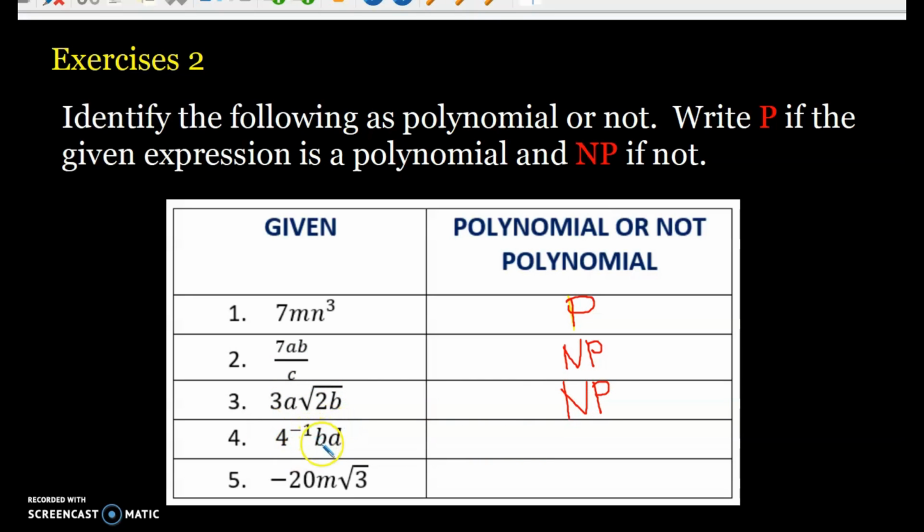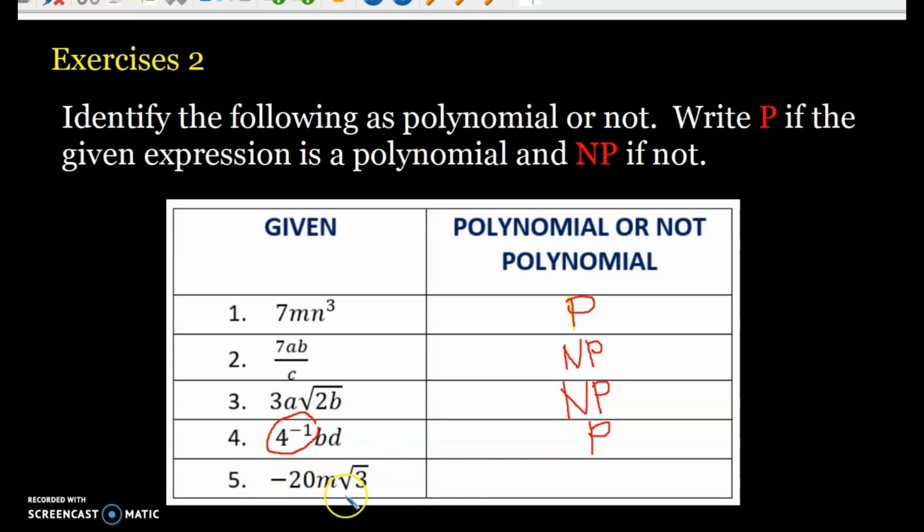Okay? Number 4. The fourth given is 4 to the negative 1 bd. So there appears a negative exponent, but we have to identify if the negative exponent is for the variable. Because if that's the case, it's not a polynomial. And in the given 4 raised to negative 1 bd, as you can see, the negative 1 as the exponent is for positive 4. It's for the base 4. And 4 is not a variable, okay? Then, this given expression is a polynomial.